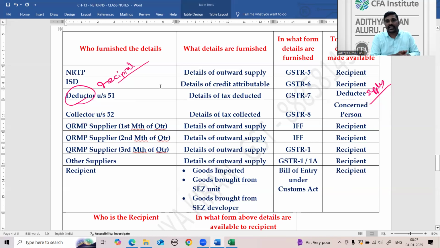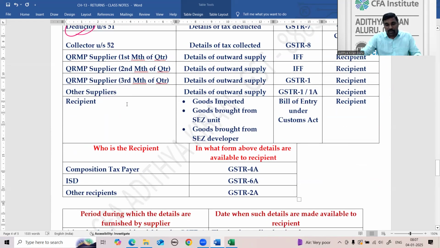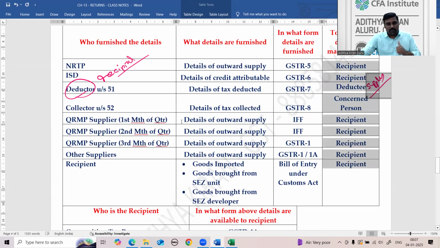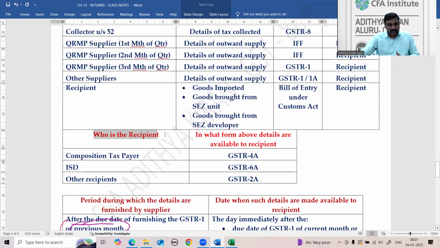Who is furnishing the data? What details are they furnishing? Which form are they furnishing? And to whom are those details made available? Now, in which form are details furnished? To whom are the details made available? In which form are details made available? That is based on the recipient. So who is the recipient, and in what form are details available to the recipient?